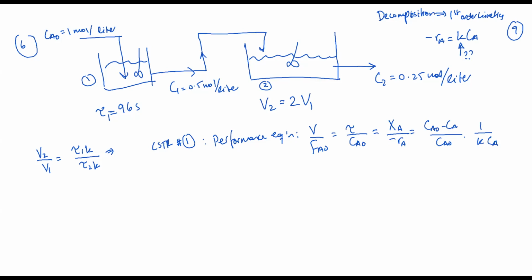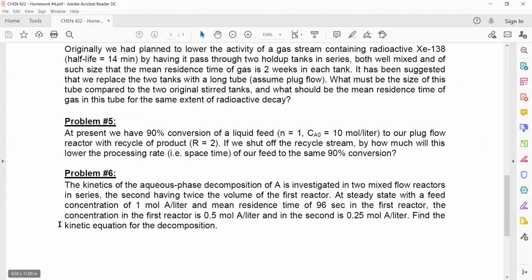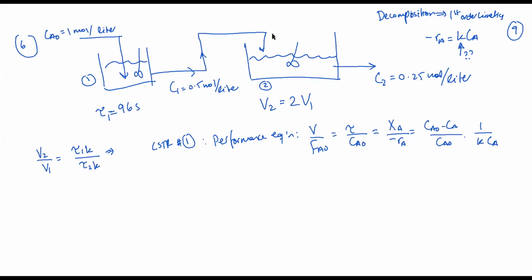Wait, let's go back to the problem. I want to double check. Do they want us to find K or find the kinetics? Find the kinetic equation. So just be careful: find the kinetic equation means find the entire expression, not only K. I made a mistake here and said this is first order. We can't really assume it's first order.